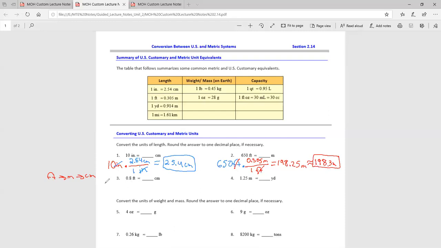Going from feet to meters, we start out with the 0.8 feet. We know we're going to multiply by a fraction.